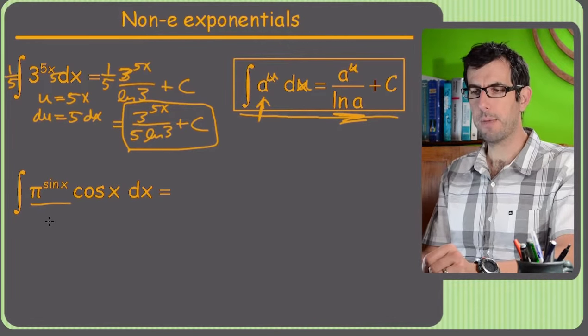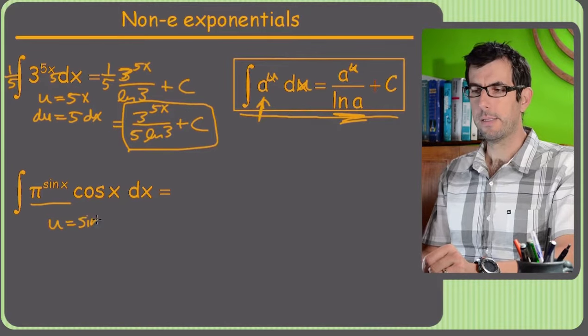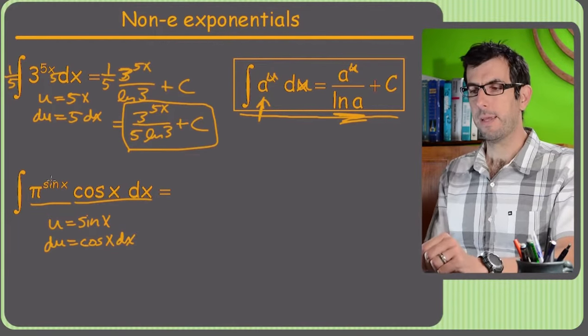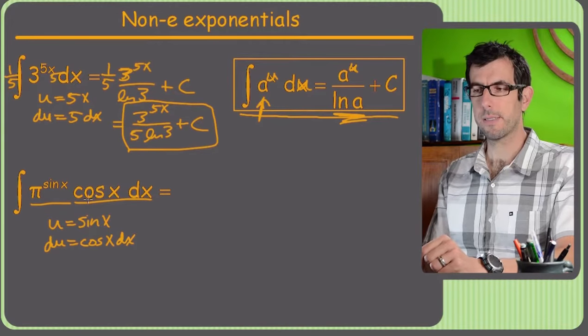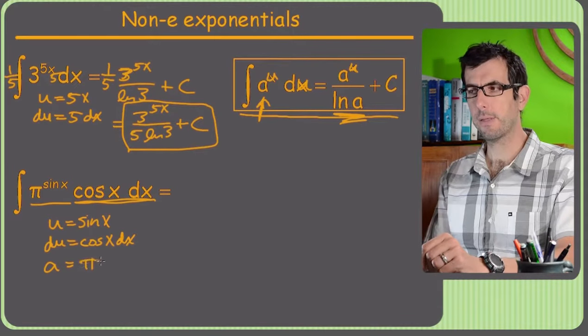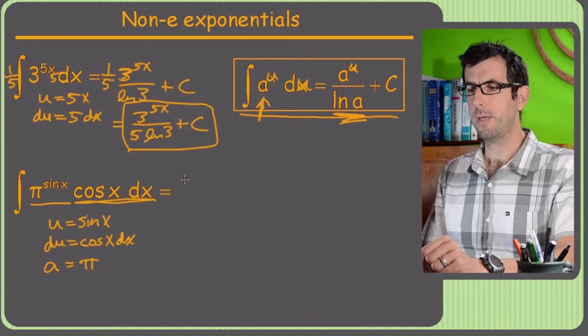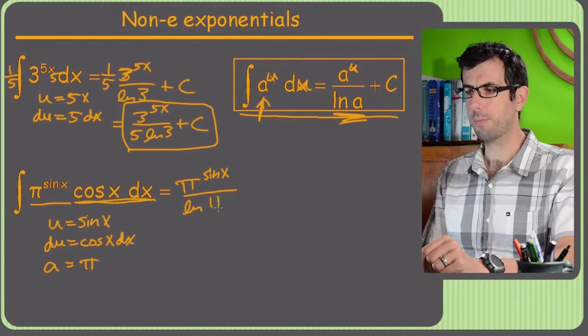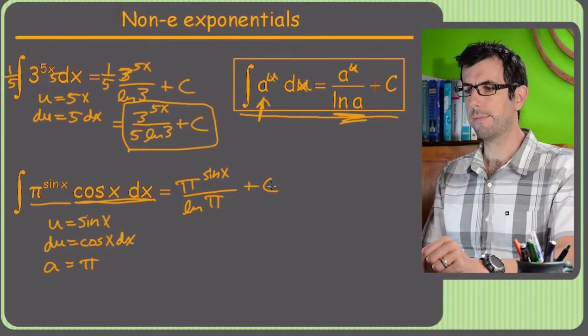So really my u is just sine x, the exponent, which means my du is cosine of x dx. Oh, look at that. I've got it right there. So that explains why we've got such a mess. It's because this was all part of the du. And finally, we could just make a note that, hey, a equals pi. So when we're plugging into the formula, we'll know exactly what to plug in. So this is simply going to be a to the u, so pi to the u, basically the same thing we started with, divided by the ln of a, which is pi, plus c.